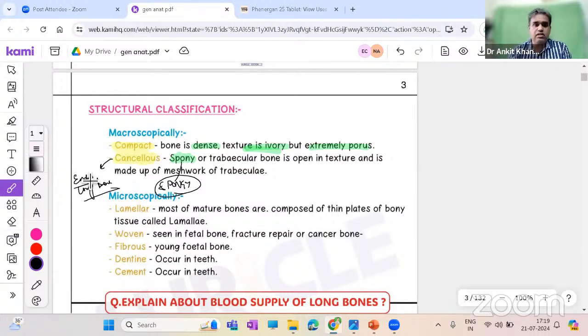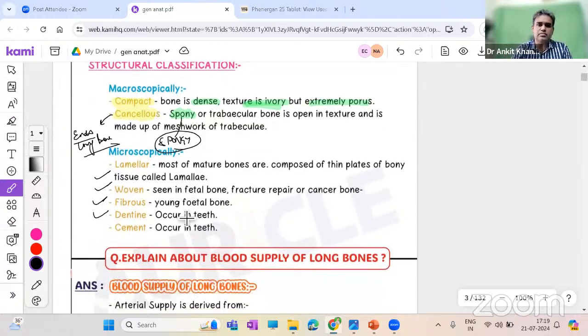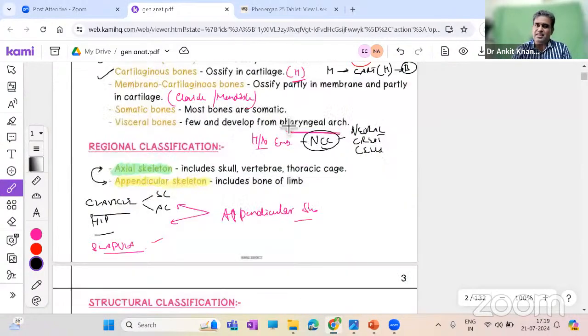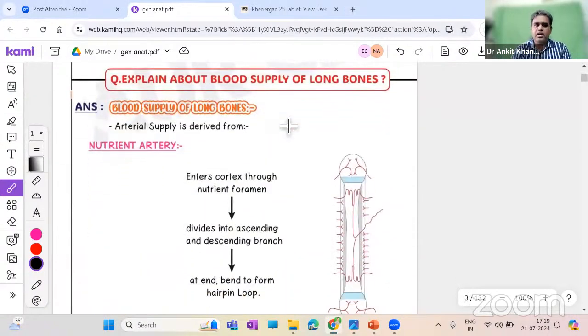This is one classification. Then microscopically, you have lamellar, woven, fibrous, dentine. This is another classification. The more microscopically you go, the more classifications you will have. But remember, basically three classifications based on shape. You should know developmental, regional classification, the basic things, and compact and cancellous also.